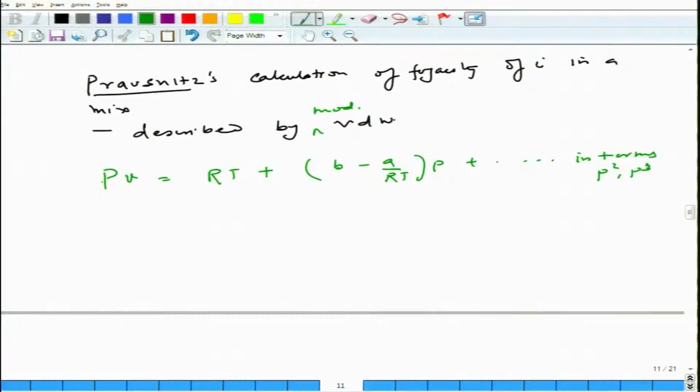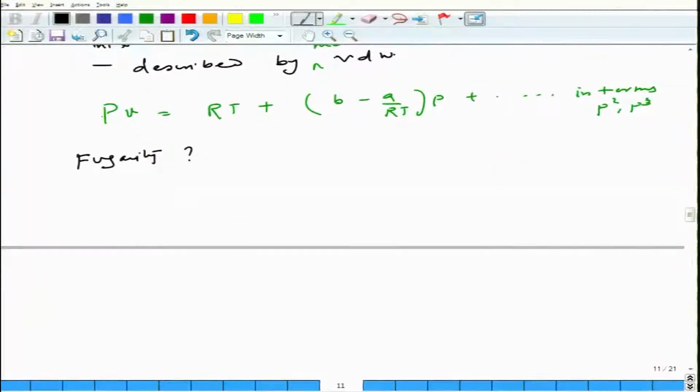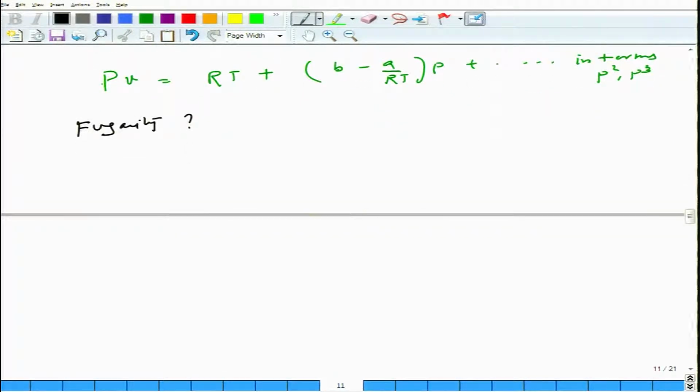Now the question is, given this pressure-volume relation, as we said the volumetric data are given in terms of an equation of state, how do you calculate the fugacity? We know that for calculation of fugacity we need to find the partial molar volume. So, the question turns out to be how do we calculate the partial molar volume. So, we write down this expression.